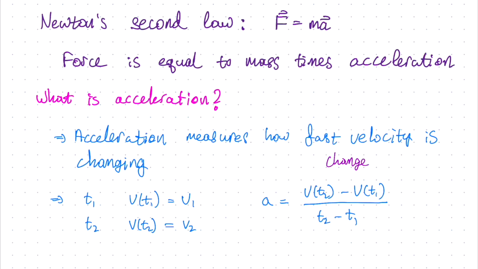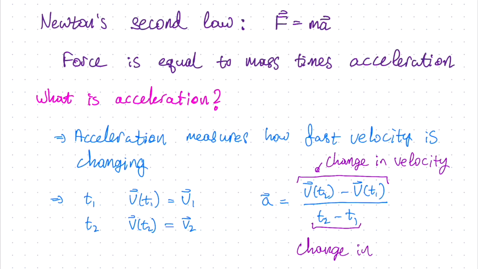So let's look at the numerator of the acceleration formula. And oops, I forgot to put the vector symbols everywhere. So let's put those back. Now looking back, the top of the acceleration formula corresponds to the change in velocity, the final velocity minus the initial velocity, and the bottom of the acceleration formula corresponds to the change in time, the final time minus the initial time. Now we can rewrite this formula as delta v divided by delta t, where delta v corresponds to the change in velocity and delta t to the change in time.